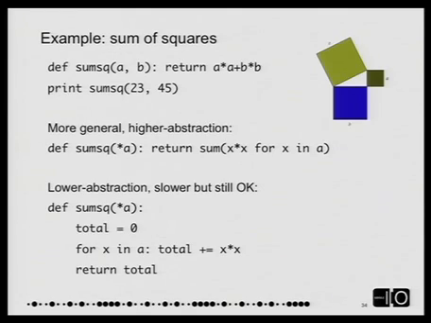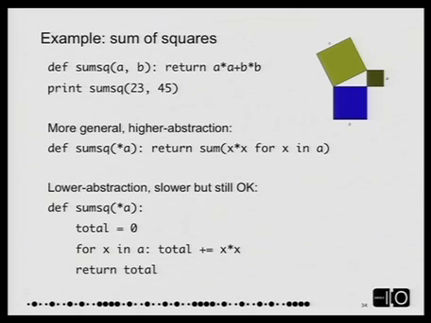Here's a simple example. A totally elementary function takes two arguments, does the sum of squares. So that's all there is to it. But it's not very general. It will work if we're in the middle of computing a hypotenuse. But what if we have more than two numbers and we want the sum of their squares? This is the Pythonic way of expressing that.